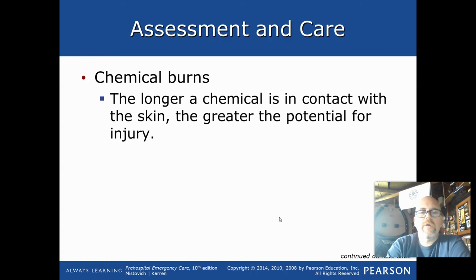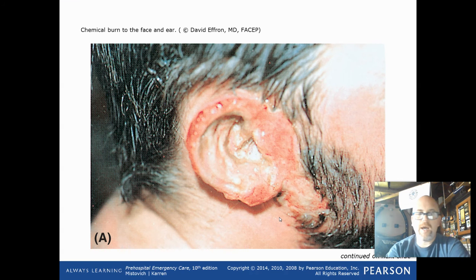Chemical burns, the longer a chemical is in contact with the skin, the greater the potential for injury. So we want to make sure that we're understanding that the chemical that's on is going to begin its process of burning. So how long has it been on? We need to get it off as quickly as possible. Has it activated or not? If it has not activated, there's things we need to do before we add water to that chemical.